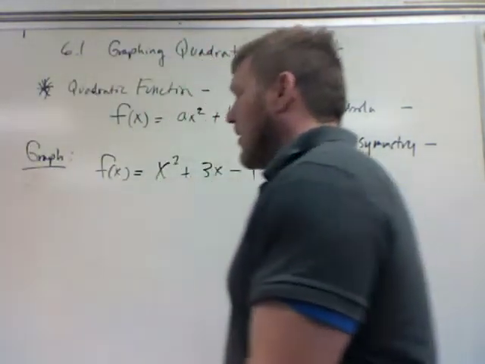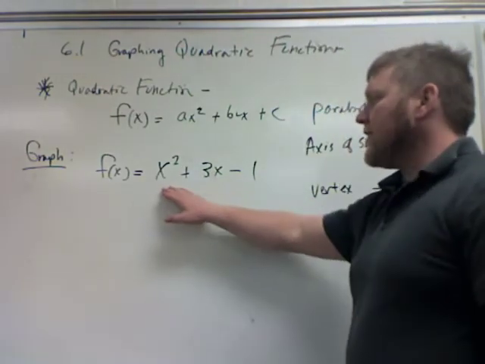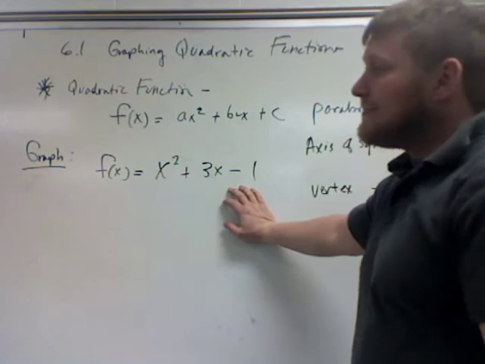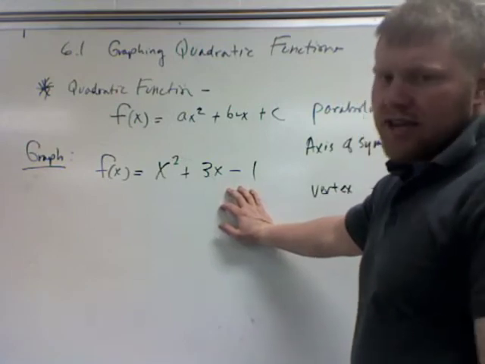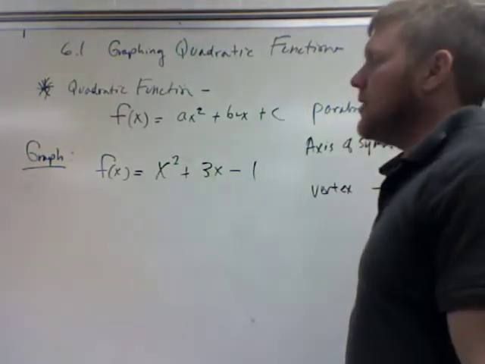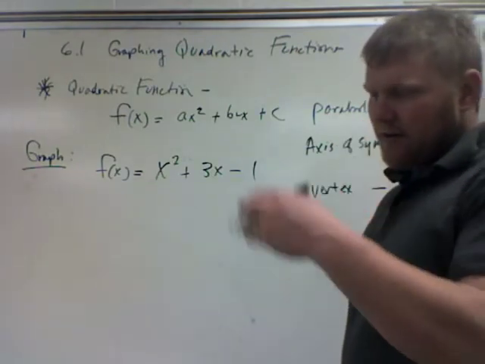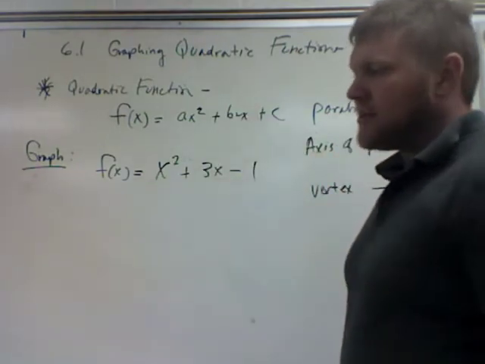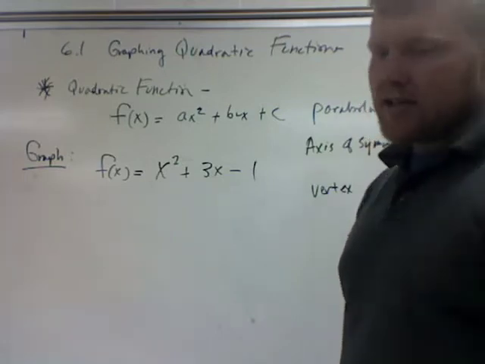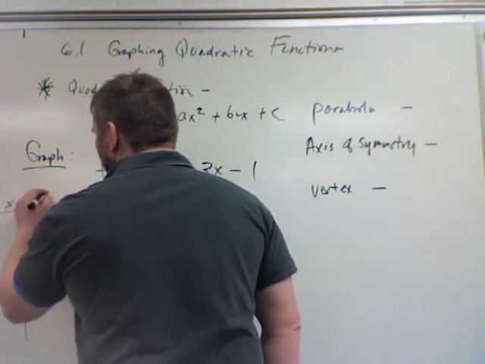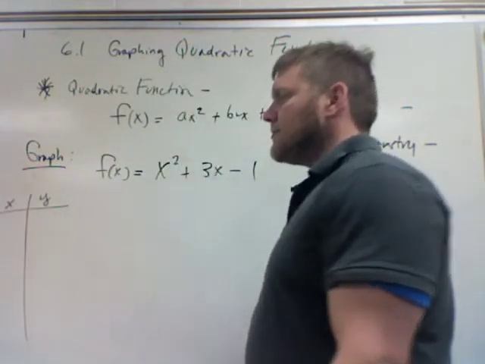So my goal in this first example, I have f of x equals x squared plus 3x minus 1. I want to graph this, just using a table of values. So I really don't have any particular way of starting, except for just picking a random set of values for my x column. So let me make a table here.